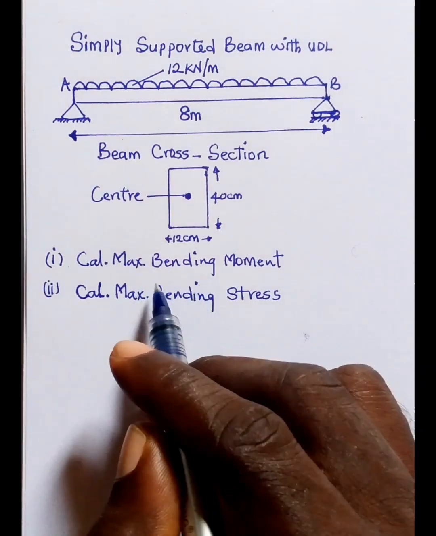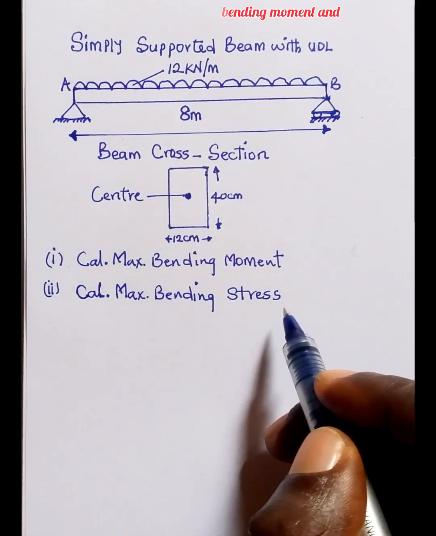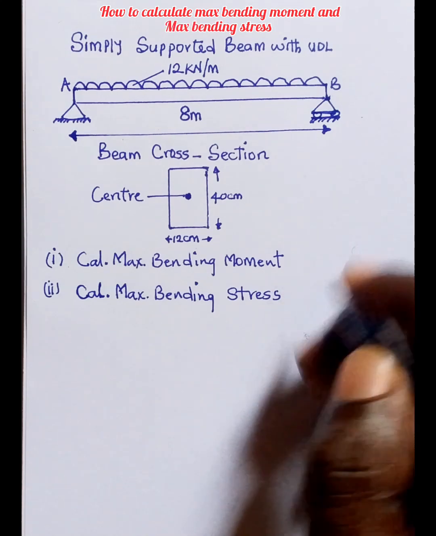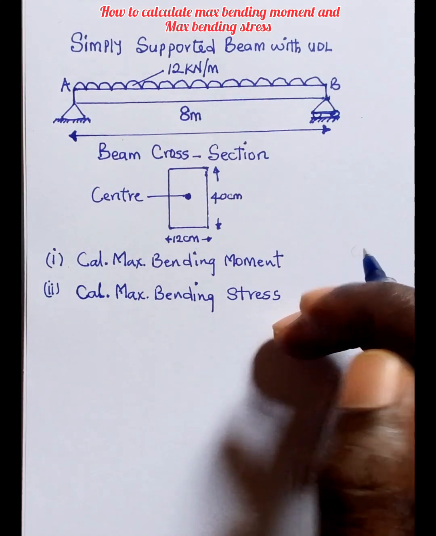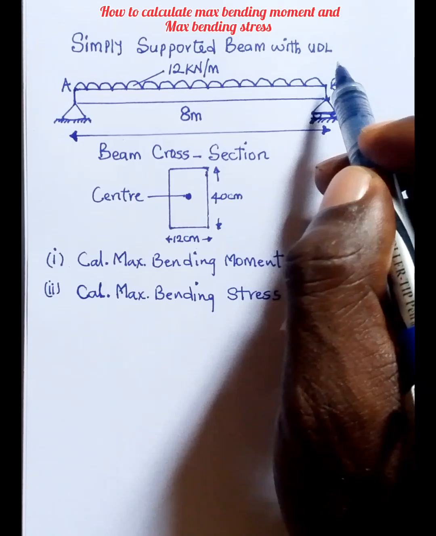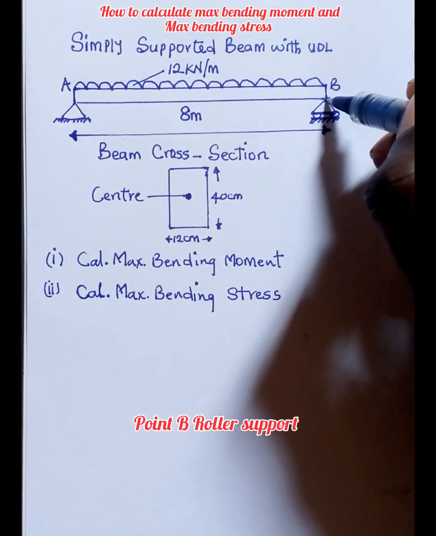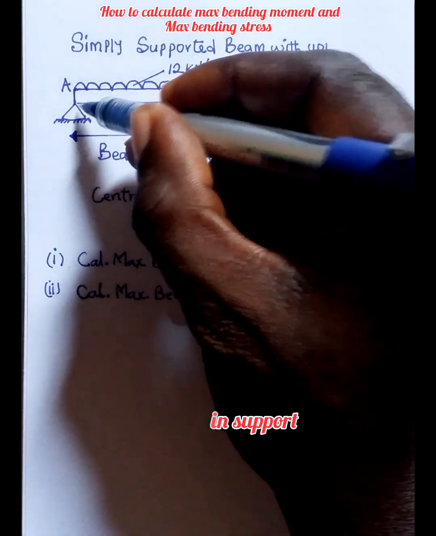We are asked to calculate maximum bending moment and maximum bending stress. Look at these two. These two confuse students a lot, but this video will help you to differentiate between these two. For this is a simply supported beam with a UDL of 12 kN per meter, and this point will have a roller support and this point will have a pin support.